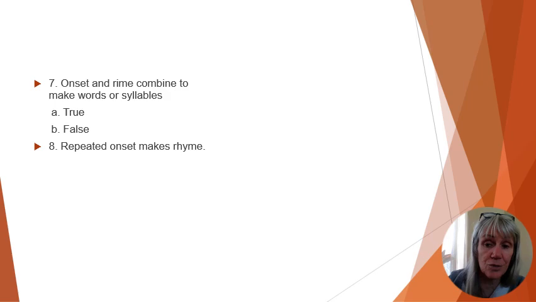The answer is true. Onset and rhyme can form a syllable or they can make up a word. Onsets are the beginning consonants, rhyme is the vowel sound and the ending consonants. Remember that a syllable or a one-syllable word must contain a vowel sound, but it doesn't have to contain a consonant sound at the beginning or a consonant sound at the end. Let's move on to number 8.